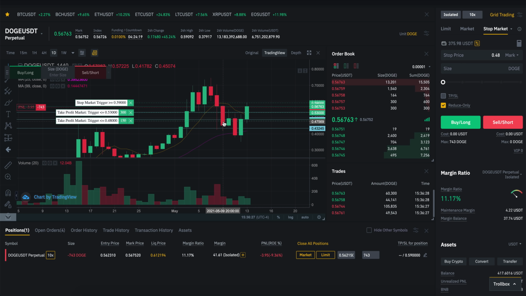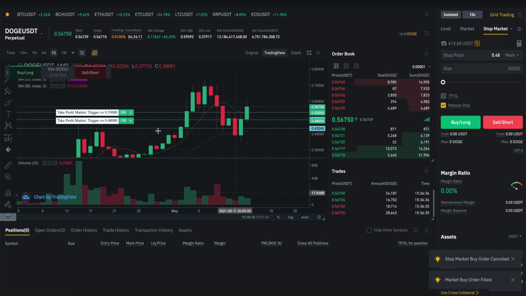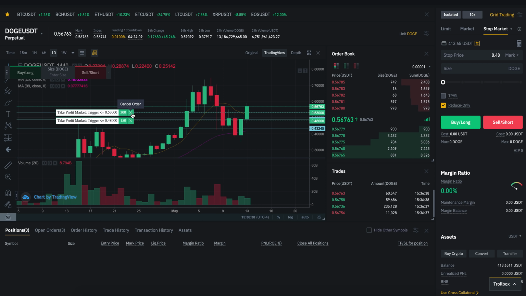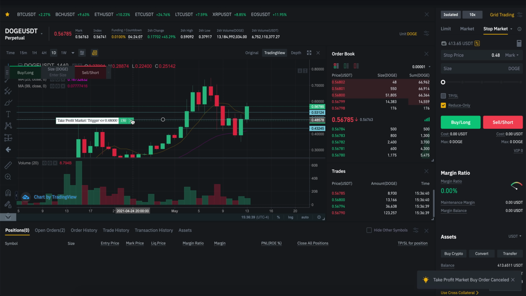And this is how you're going to do the USDT margined futures contracts. I'm going to go ahead and close this out here. Okay, and once you close that out, also cancel these orders as well.